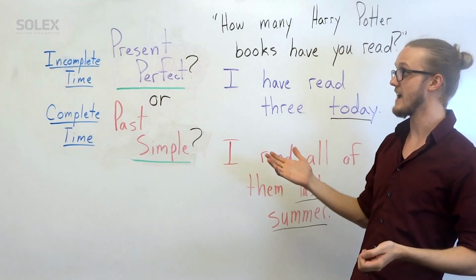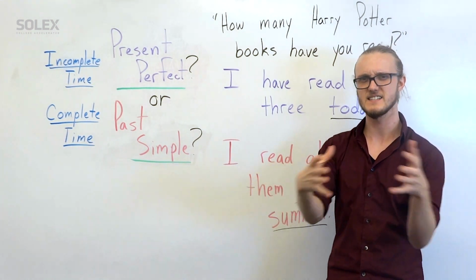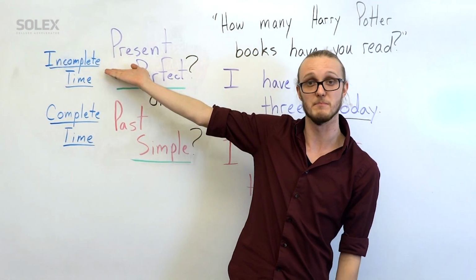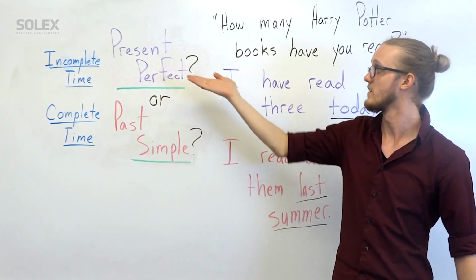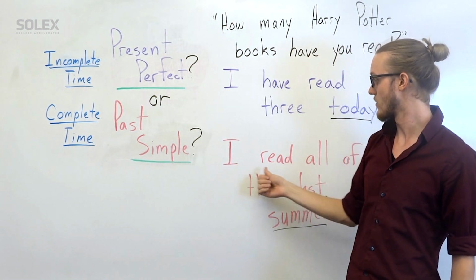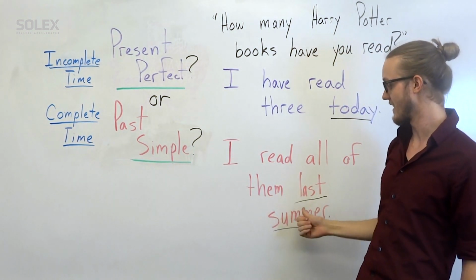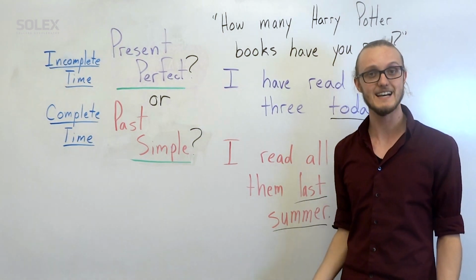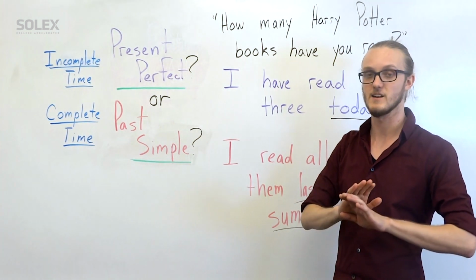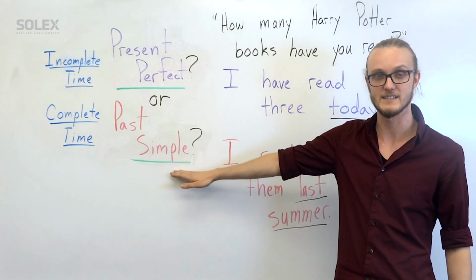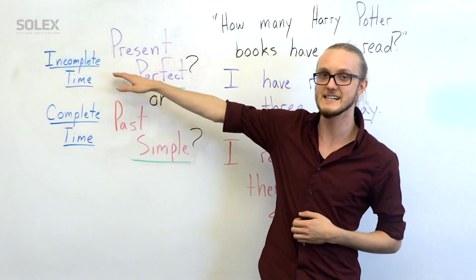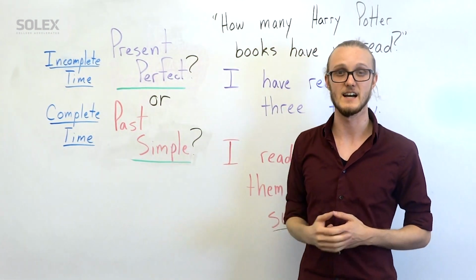Now, today. Is today complete? Is today over? Is today finished? No. Today is an incomplete time. So we use the present perfect. Now, I can also say the past simple. I read all of them last summer. Now, is last summer finished? Yes. Last summer is complete. Last summer is over, so I use the past simple. I hope that example gives you a better idea of what incomplete time and complete time is.